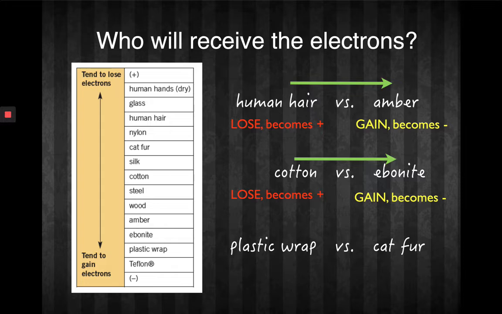So have a look at plastic wrap versus cat fur. So pause the video here and do this one for yourselves.